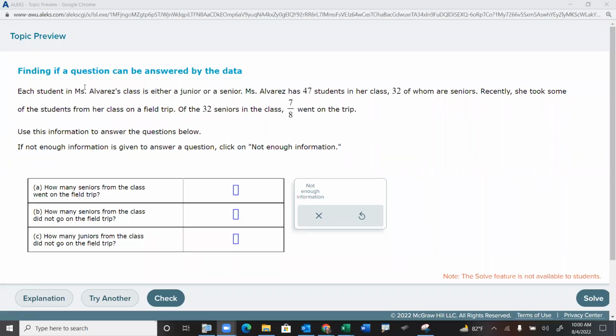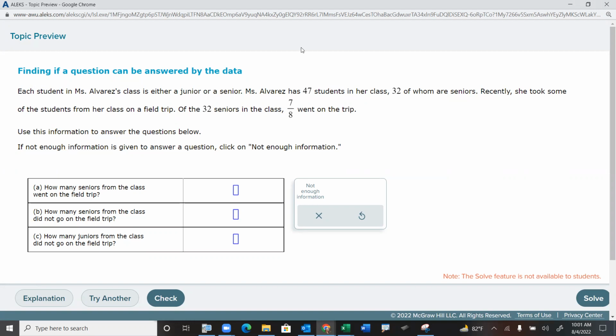Alrighty, so next topic, finding if a question can be answered by the data. Not all questions can be answered by the data, even if the data is related. For example, each student in Miss Alvarez's class is either a junior or a senior, and nobody can be both. Ms. Alvarez has 47 students in her class, 32 of whom are seniors.